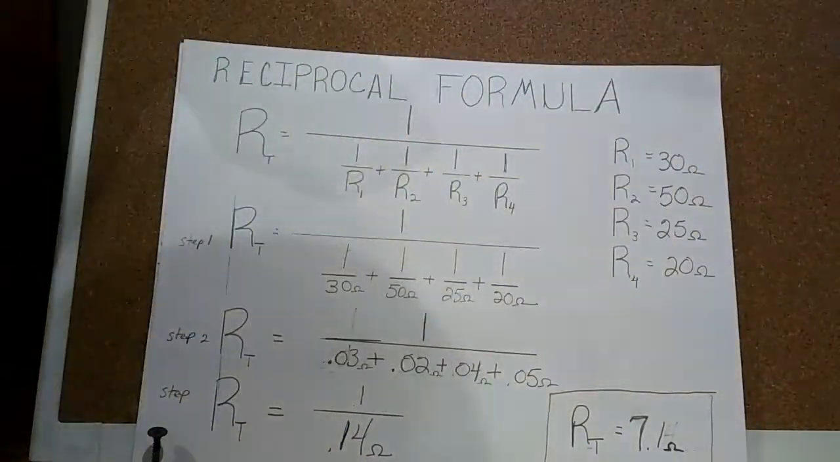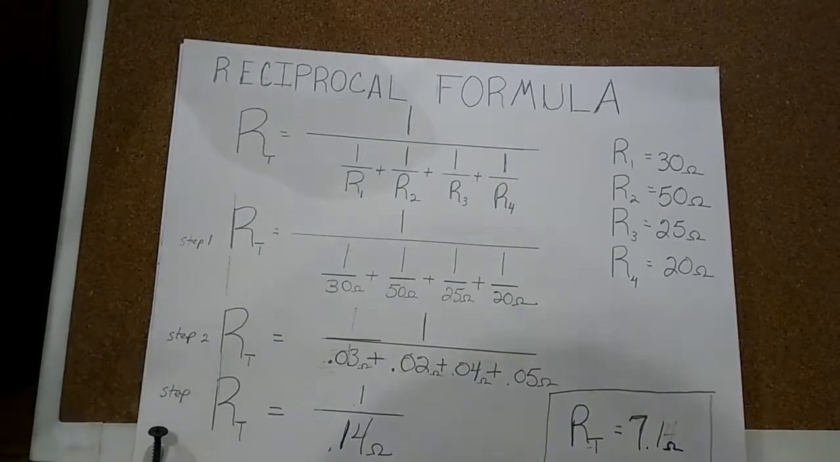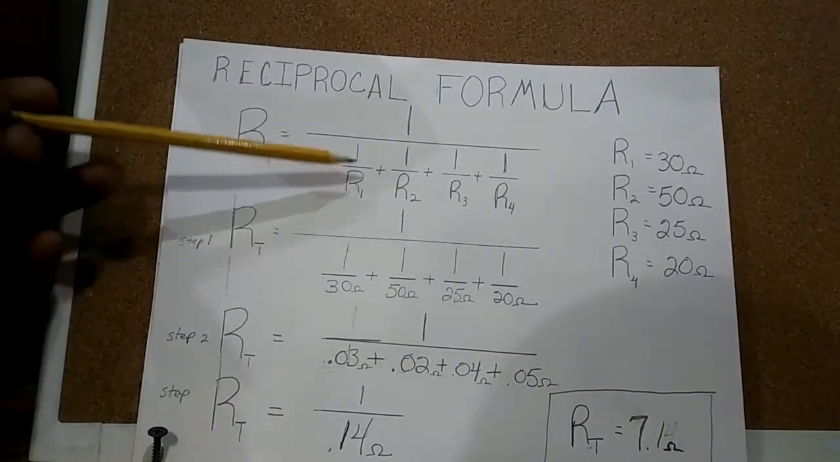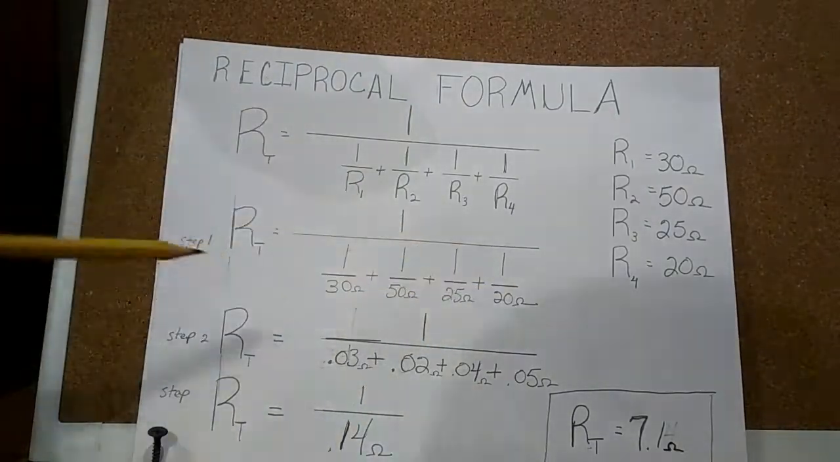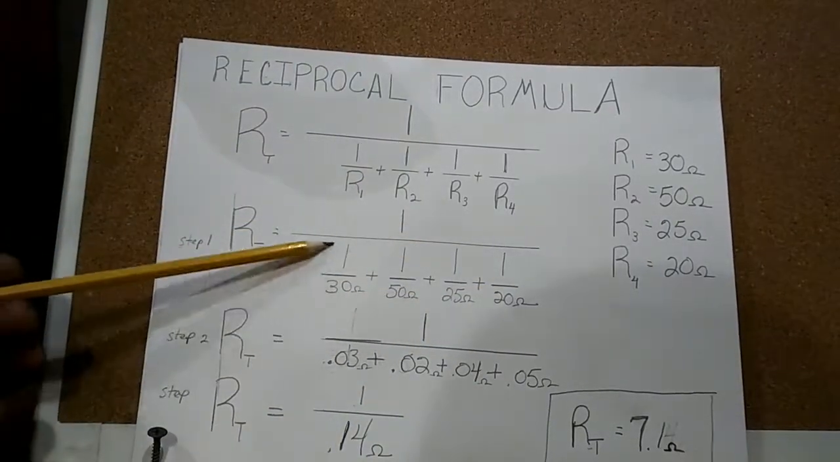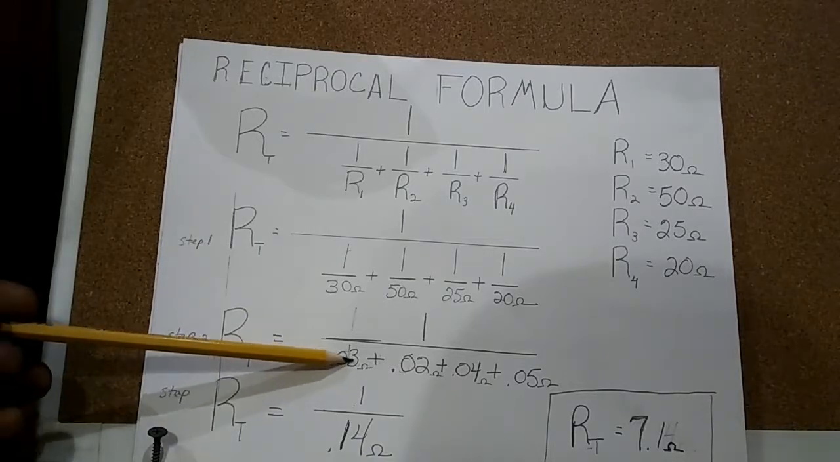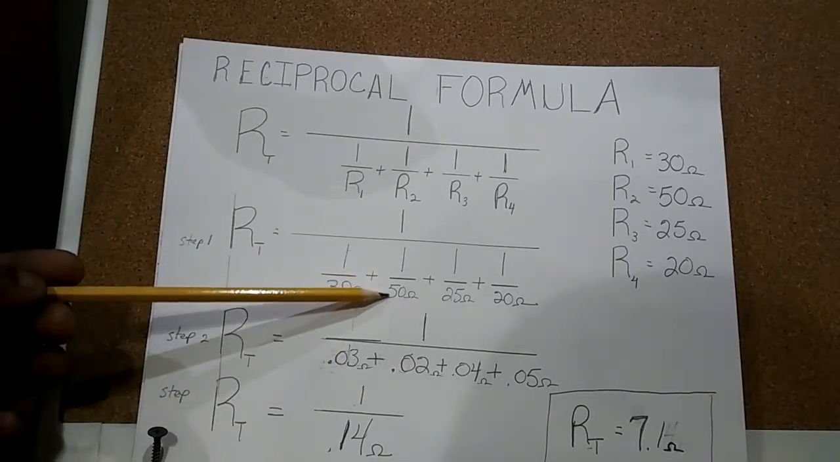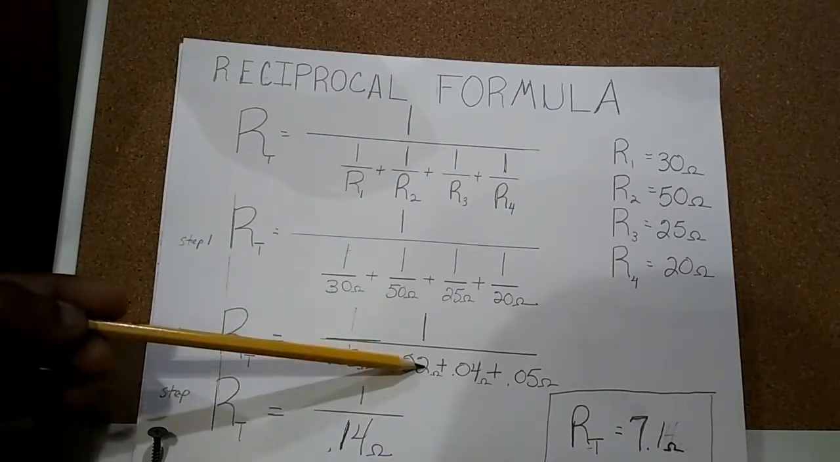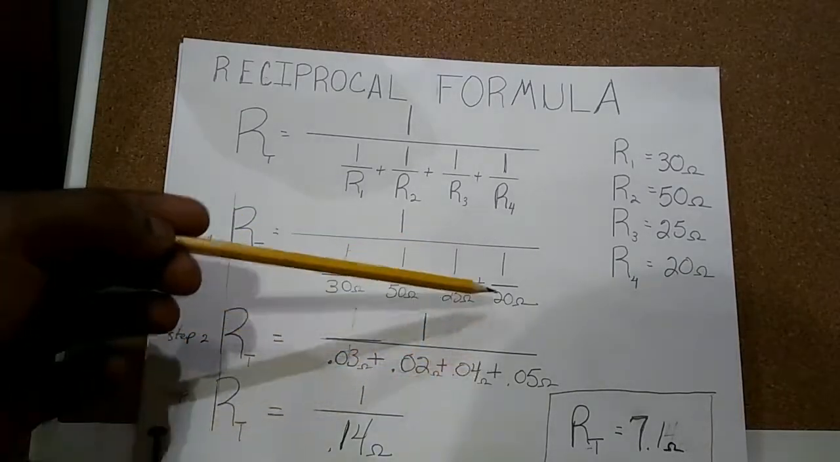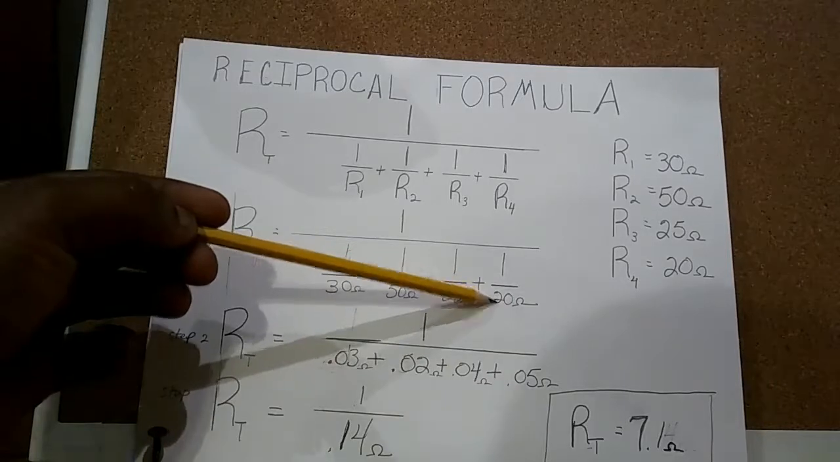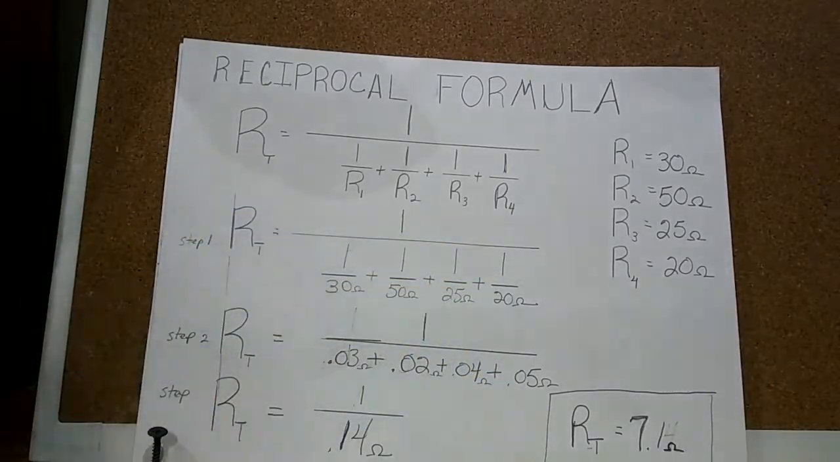Let's take a look at it. All right, so all I did was where it said R sub 1, 2, 3, and 4, I just placed those values. So I divided 30 ohms into 1 and I got 0.03. I divided 50 ohms into 1 and I got 0.02. I divided 24 ohms into 1 and got 0.04. Divided 20 ohms into 1 and got 0.05.